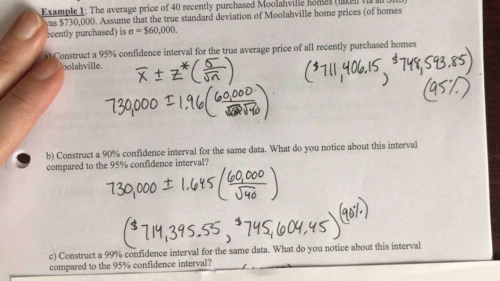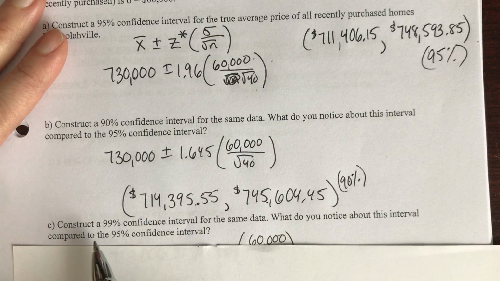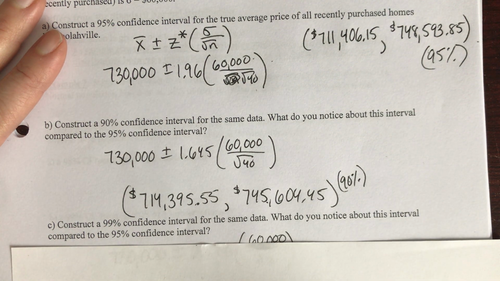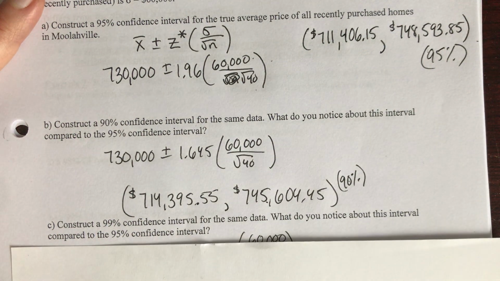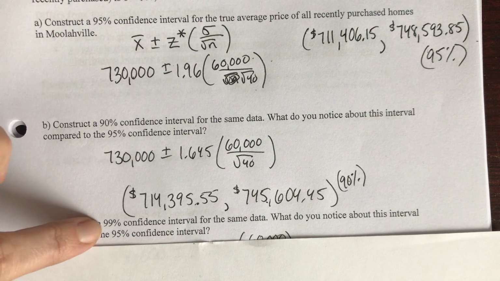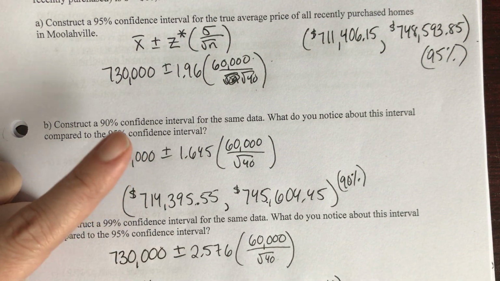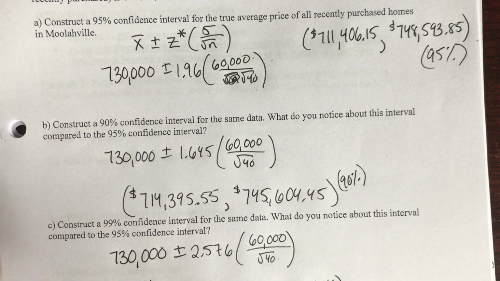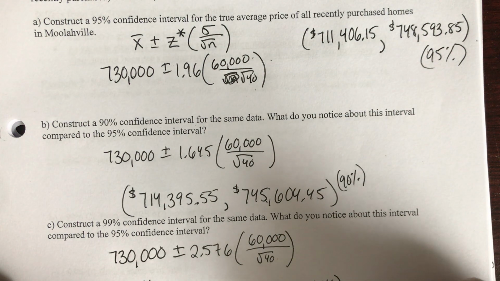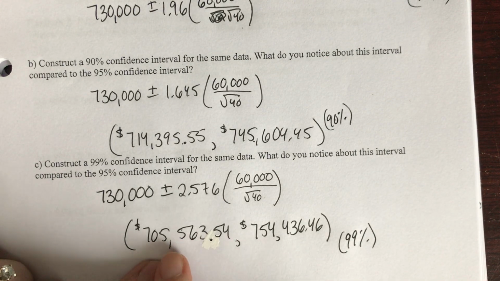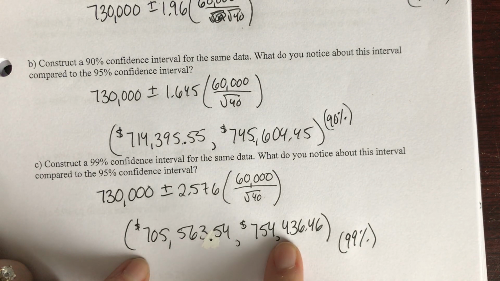What's going to change for part C? Construct a 99% confidence interval for the same data, and then let's go back and compare it to our original. For 99%, your z star is going to be 2.576. When you plug that in, you get those values. Let's look at our 99% confidence interval compared to our original. Sorry, here are your numbers. I didn't see them. So this is your interval.